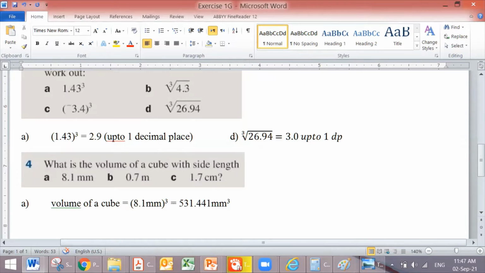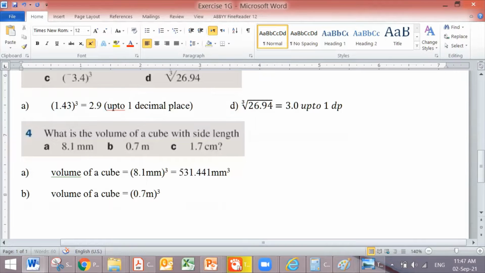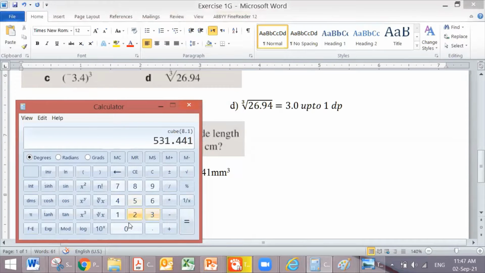Okay, and similarly part B is again the volume of a cube you have to find, and that is equal to, now you will take the cube of 0.7, and the unit is meter, and I will write cube here. So it will be equal to, so I will take Umar Suhami, what you are saying, 0.7 and its cube.